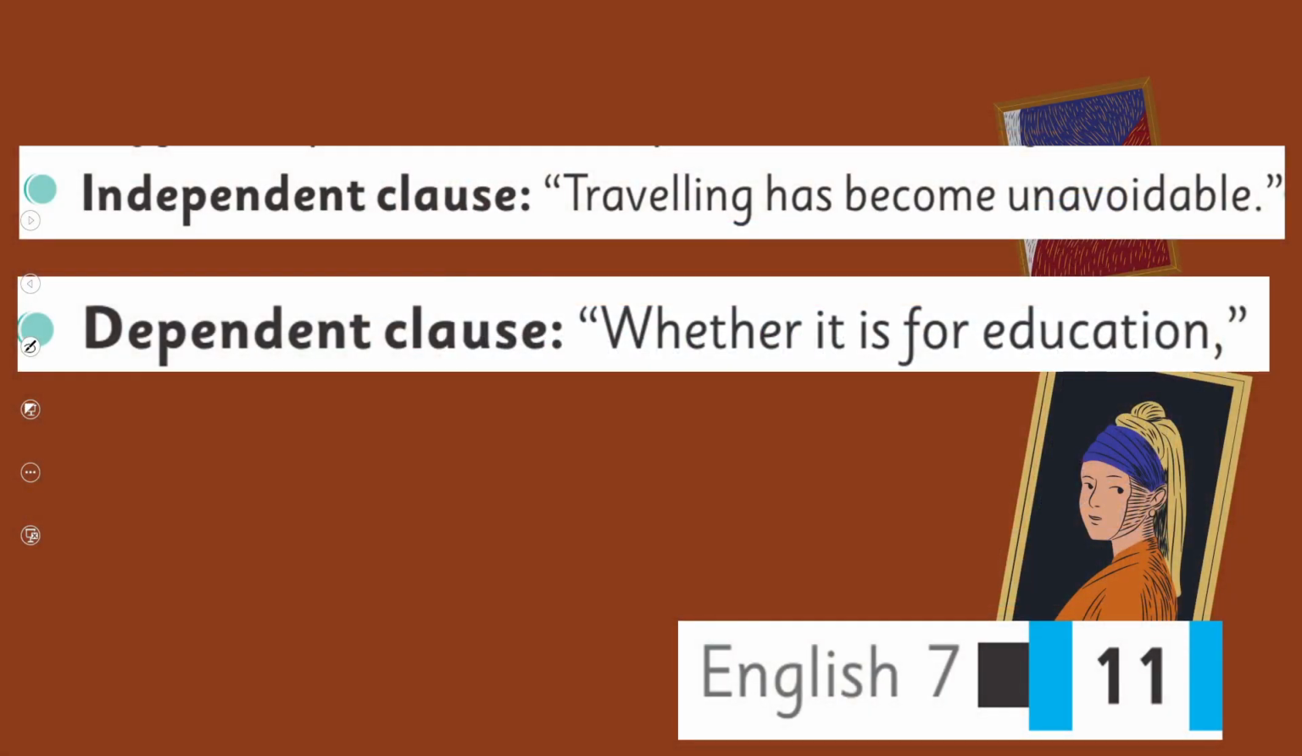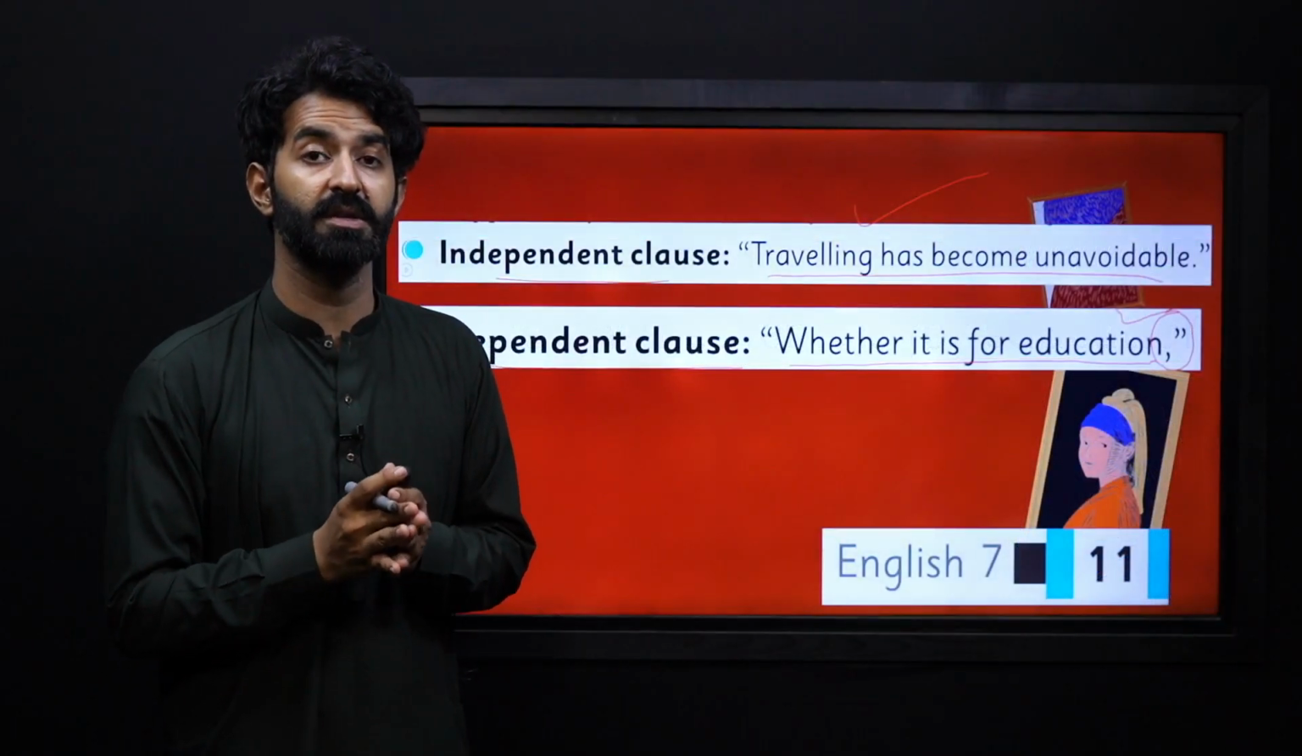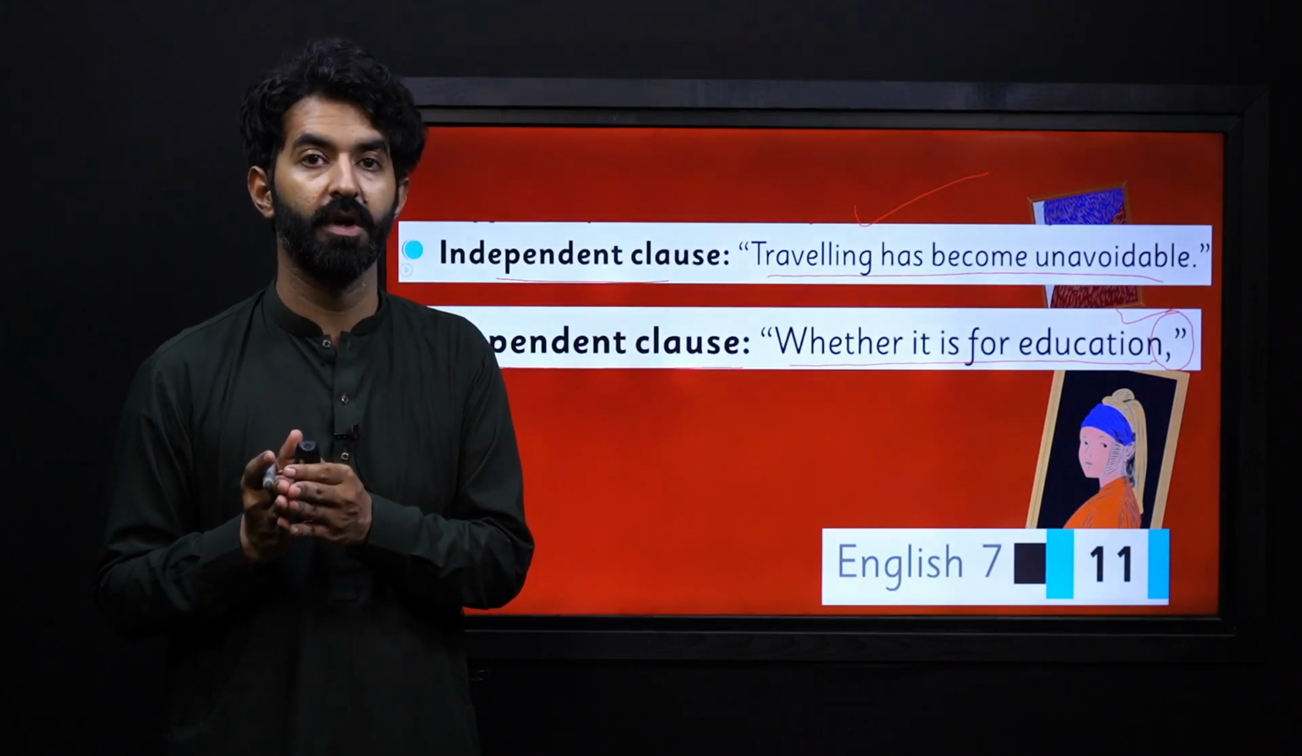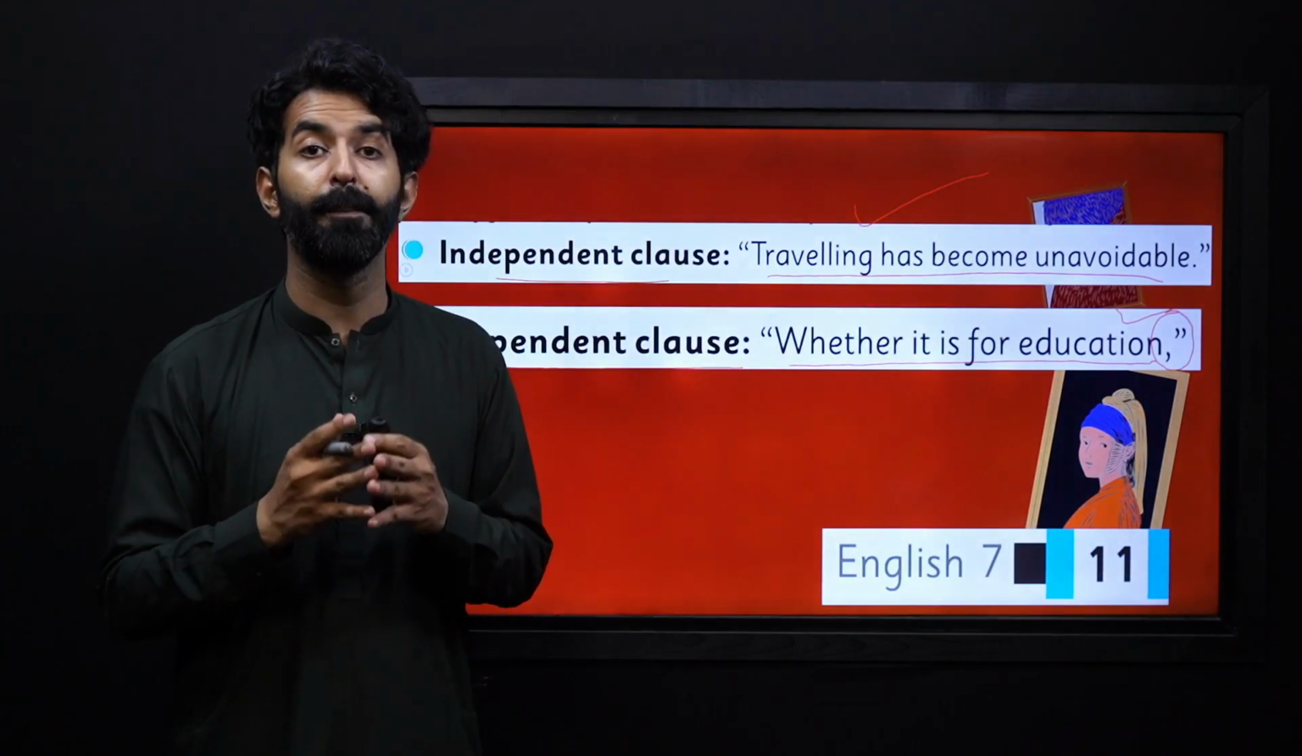Let's see some examples. Traveling has become unavoidable. It is an independent clause because we are fully understanding it. Now, a dependent clause is, whether it is for education. Now, this needs some more information. Hence, it is a dependent clause since it is depending on some other part or other chunk of the sentence to make complete sense.